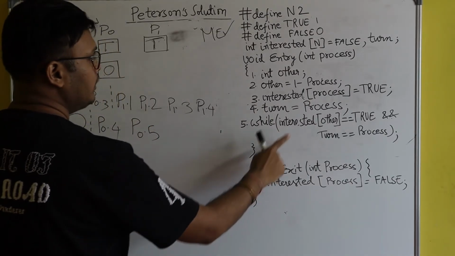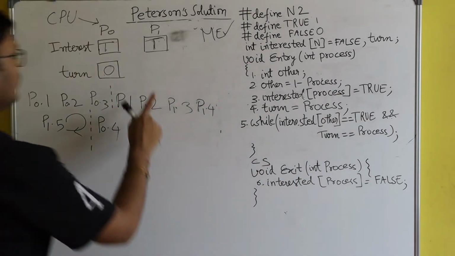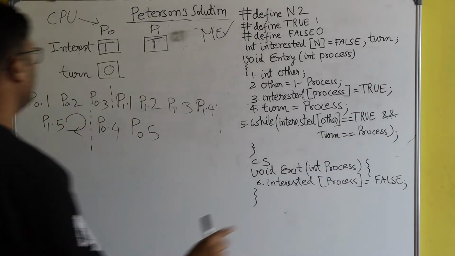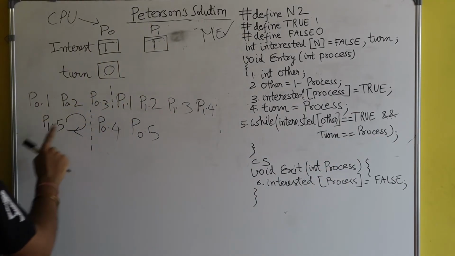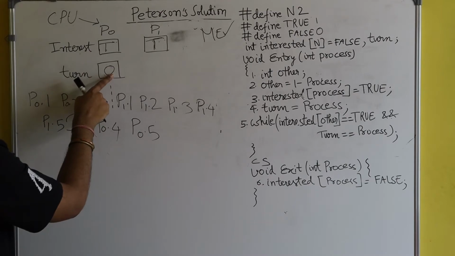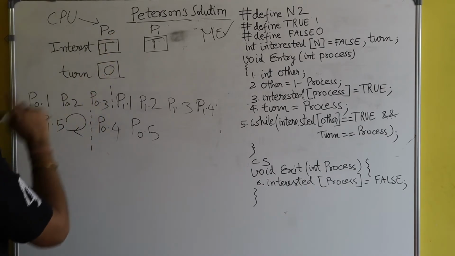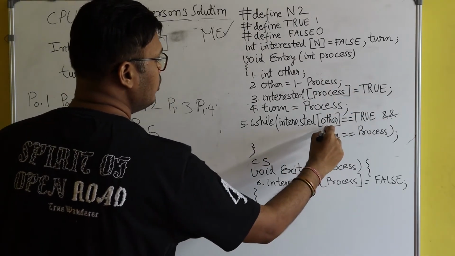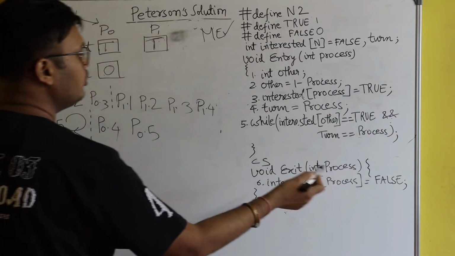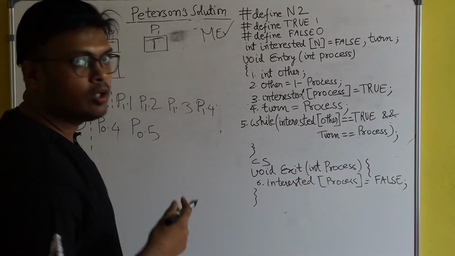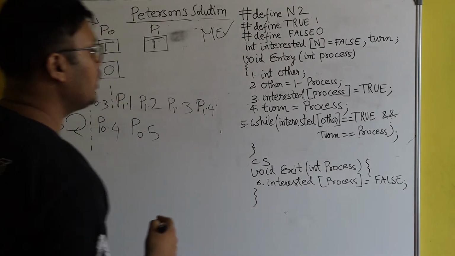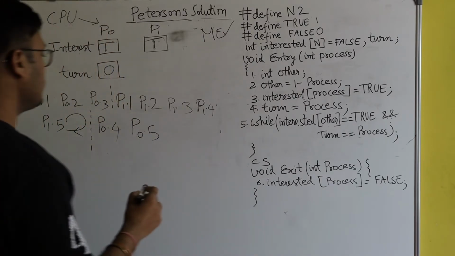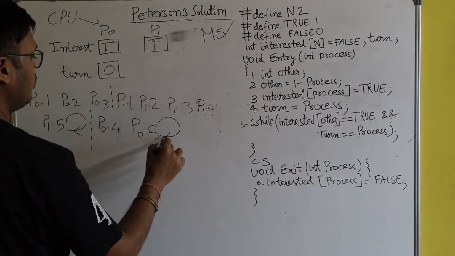You see what's written? Interested of other is equal to true. Other is interested, yes, P1 is interested, and turn is equal to process. Yes, turn is equal to process because P0 is the process. So this condition is also true. True and true is equal to true. It means the overall condition of the while loop is true, so the while loop will not be broken. And then process P0 also got trapped in the while loop.